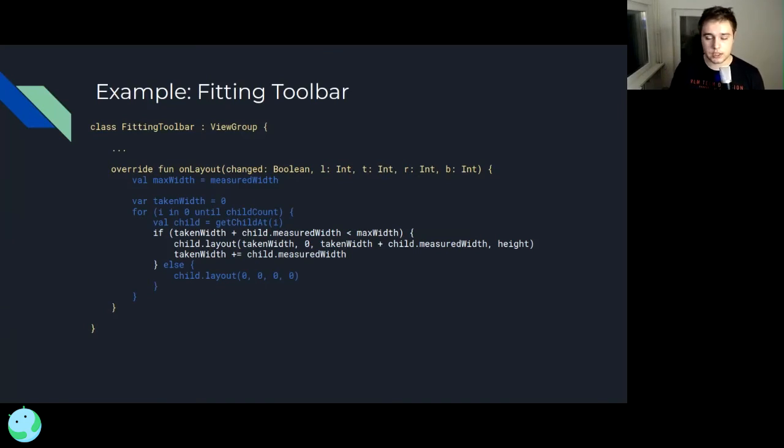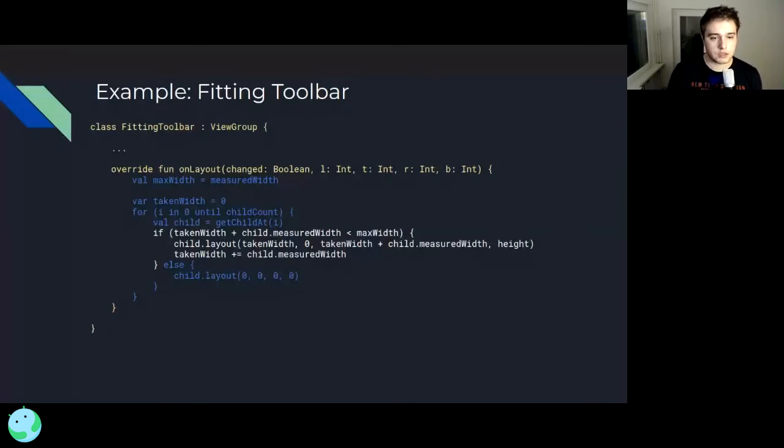So again, we iterate through the children, and for each child, we check if the taken width, so the width that was taken so far, if we add the child's measured width, will it go over max width? And if it wouldn't, then we lay out this child. We actually put it in the toolbar. And how do we lay it out?